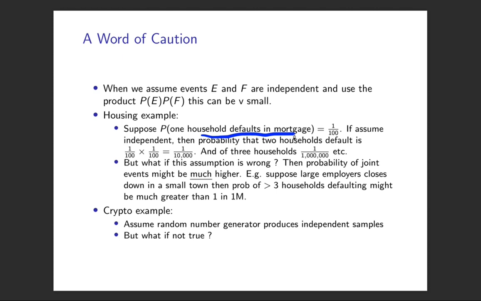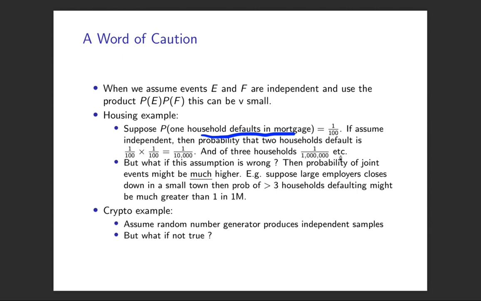If we've now got two households and we assume the probability of them defaulting is independent, then the probability that both households default is 1 over 100 times 1 over 100, which is 1 over 10,000. And then if we've got 3 households, it becomes 1 in a million, and so on. And if we start having many households, then the probability that they all default becomes really, really small really quickly.